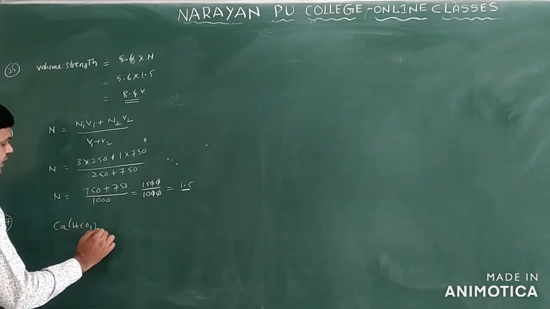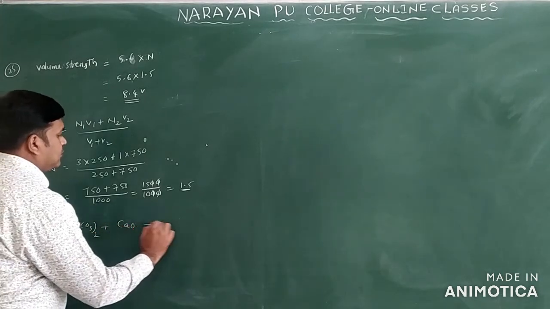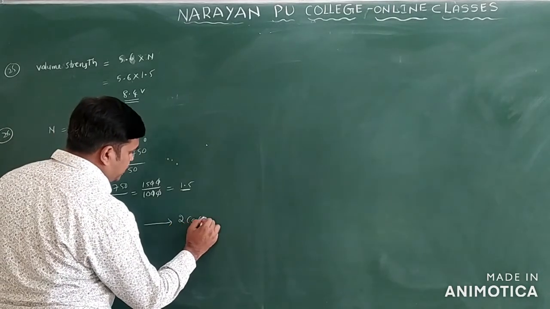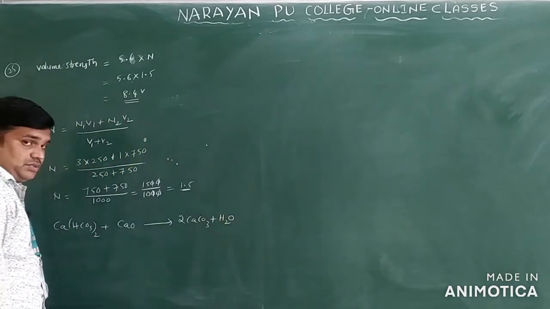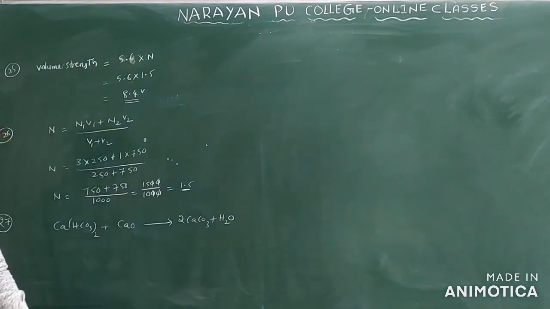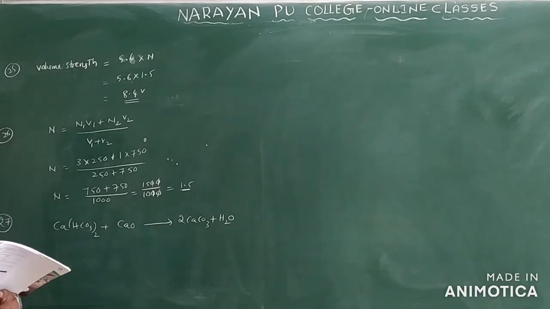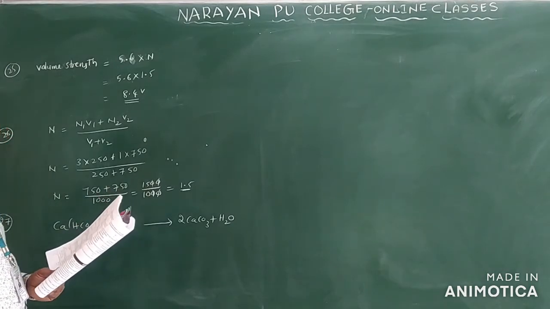2Ca(HCO3)2 plus CaO gives rise to 2CaCO3 plus H2O. This is the equation. This is the removal of temporary hardness of water only. Now the question here: what is the mass of CaO required to precipitate 2 grams of calcium carbonate?